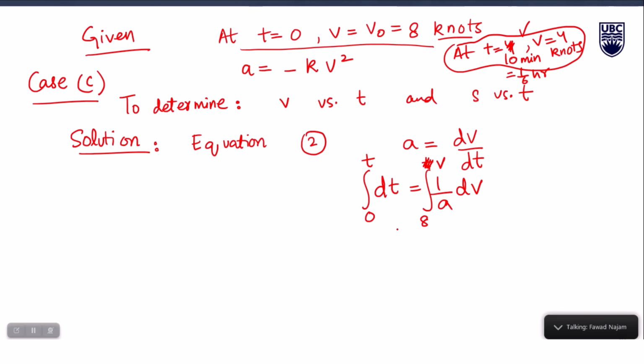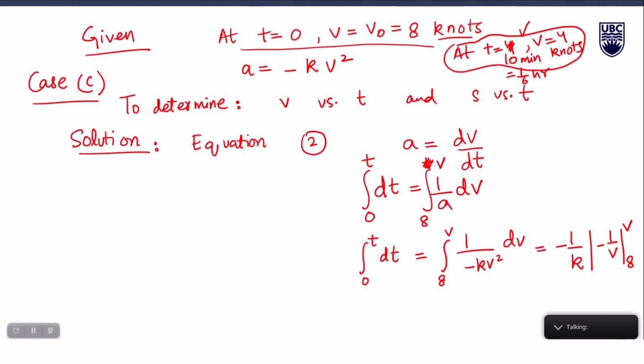Let's evaluate that integral and determine what we get. Here we will be getting integral from 0 to t of dt is equal to integral from 8 to v of 1 over minus k v square dv, right? If I evaluate that integral, I know that it will become minus 1 over k, and the integral of 1 over v square is actually minus 1 over v, right? So it will become minus 1 over v, and the limits will be from 8 to v, right?